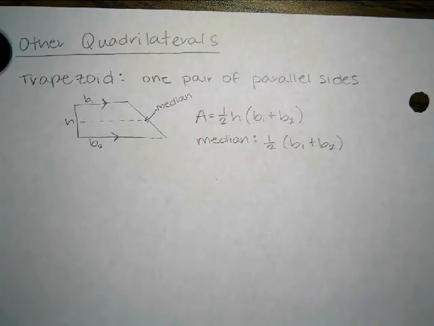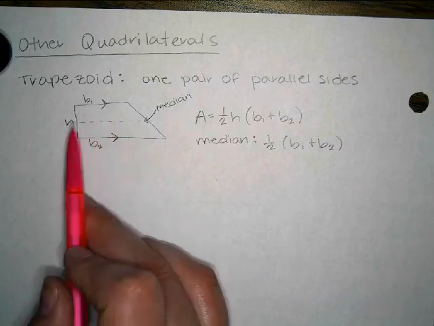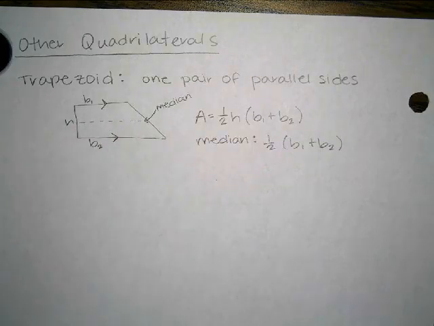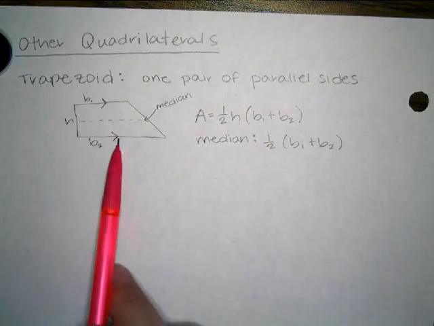The two sides to the left and right, it doesn't matter what slant they have. They could be straight up and down. They could be slanty, as long as two of the sides are parallel to each other.